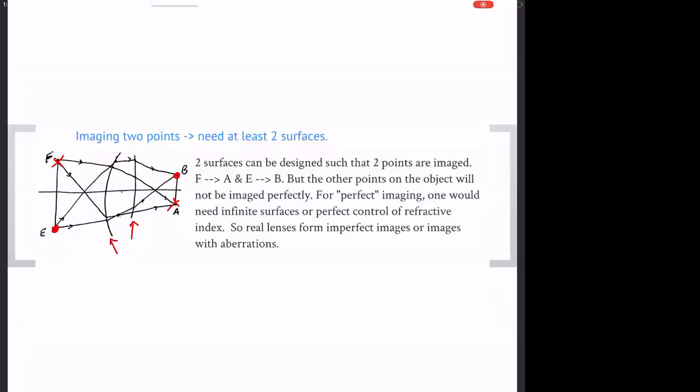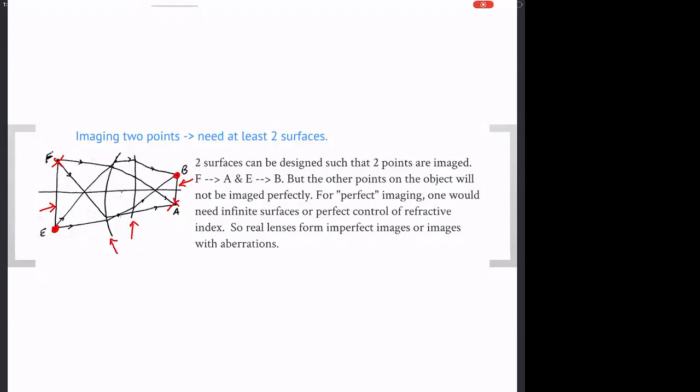However, what happens to a point in between? The point in between is not necessarily mapped to a particular point in between here, because we actually haven't forced that to happen. And in fact, you can actually show that it's not possible to force that to happen. We won't go into that level of detail.